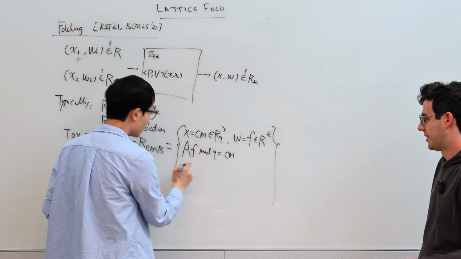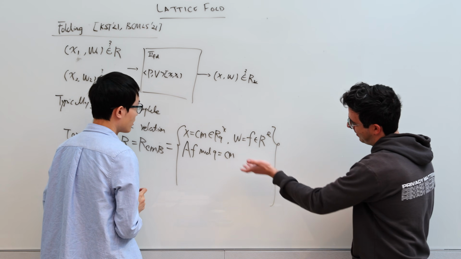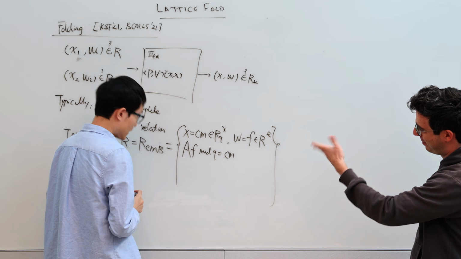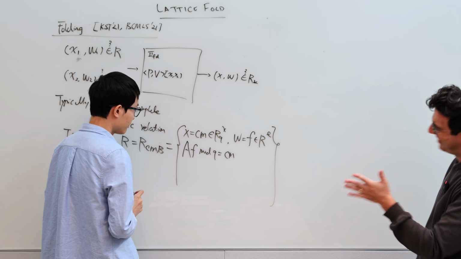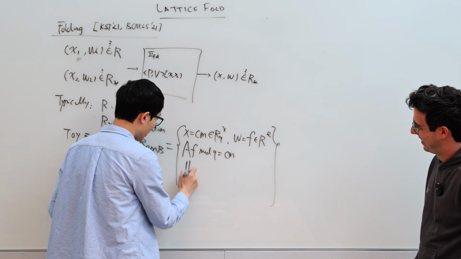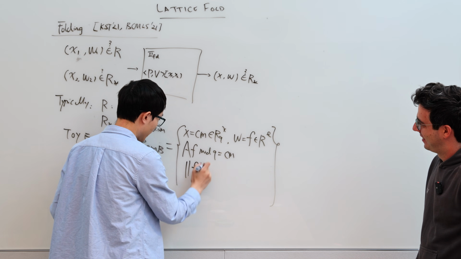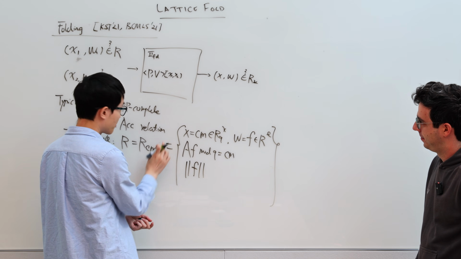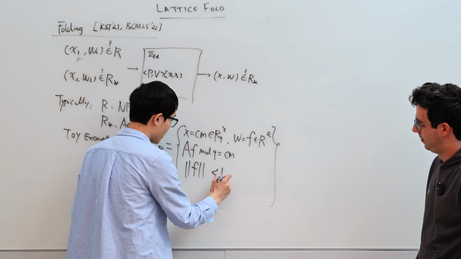And second, it says that your witness is indeed a valid opening, the hash or Ajtai commitment to the commitment. Additionally, you also want to make sure the norm of F is not too large. That's right, and it's parameterized by this value B here.